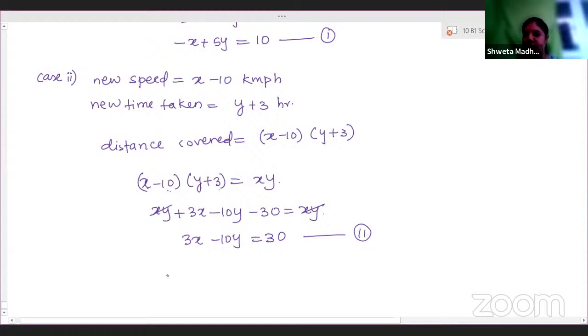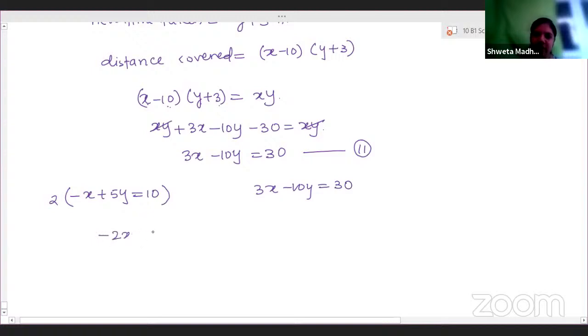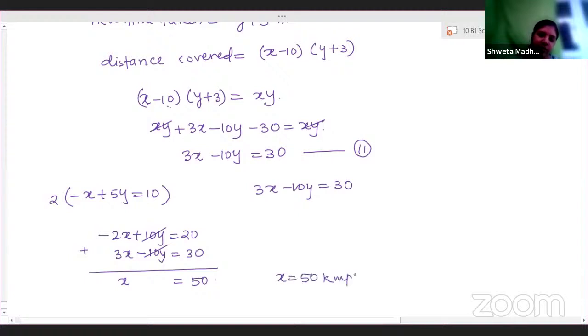Now we have to solve the first and second equations. The first equation is minus x plus 5y is equal to 10, and the second equation is 3x minus 10y is equal to 30. We multiply the first equation by 2: minus 2x plus 10y is equal to 20. Adding the second equation, 10y and minus 10y cancel, and x is equal to 50. So the usual speed is 50 kilometers per hour.